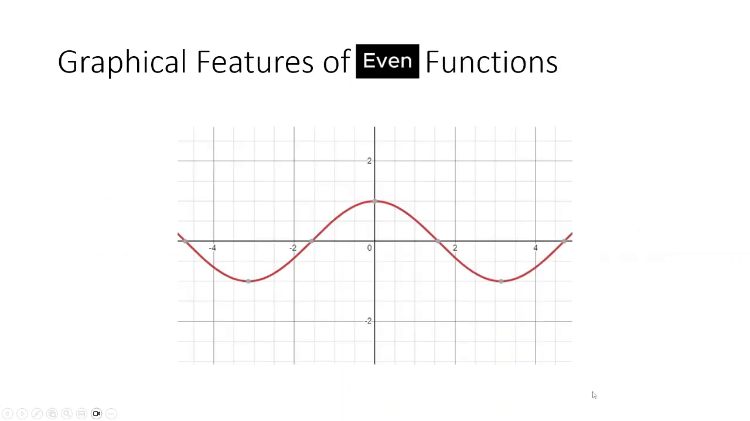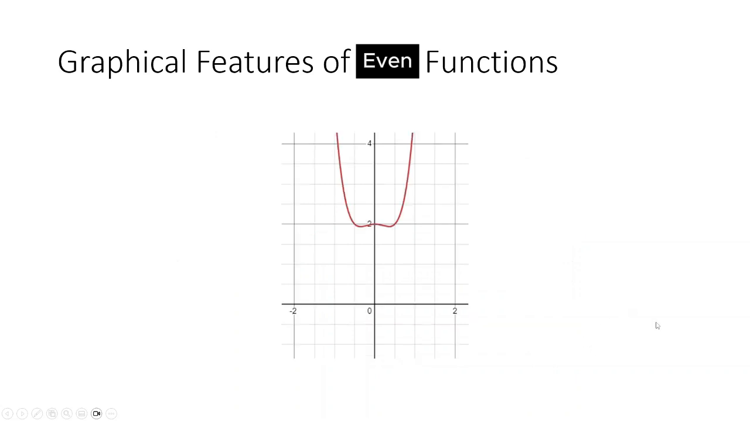To show you what I mean, here is the graph of cosine. Here is the right half of the graph to the right of the y-axis, and here is the left half of the graph to the left of the y-axis. We can see that the right half and the left half are exact mirror images of one another.